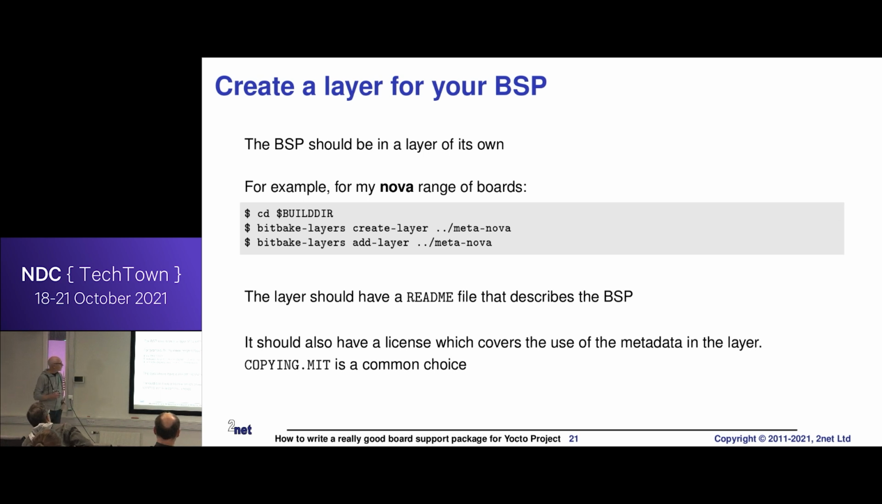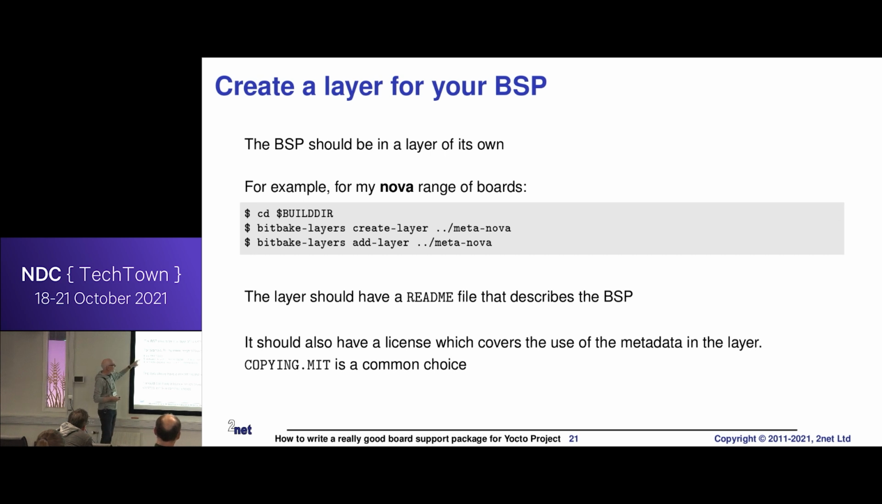So yeah, I'll step through a couple of things. So supposing I am producing a range of boards called Nova. They're called Nova because they're new, they're sparkling, and also they explode for no well-understood reason from time to time. We're working on that.